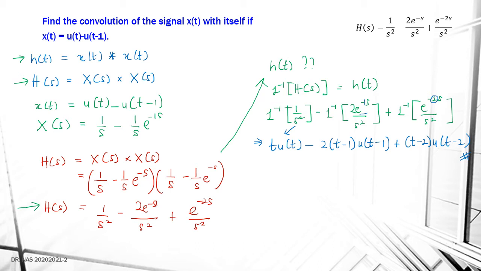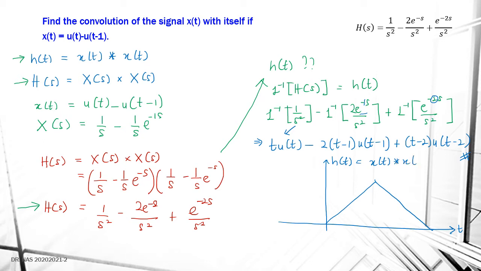So when you plot the function, you should get t u(t), so this is t. This is h(t) equal to x(t) convolved with x(t), and you should get a triangular shape.